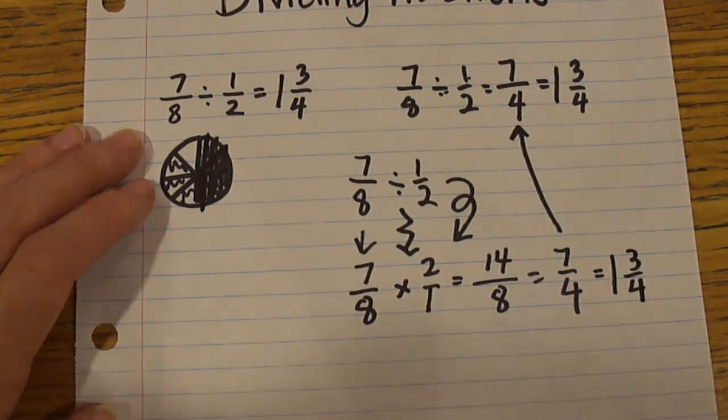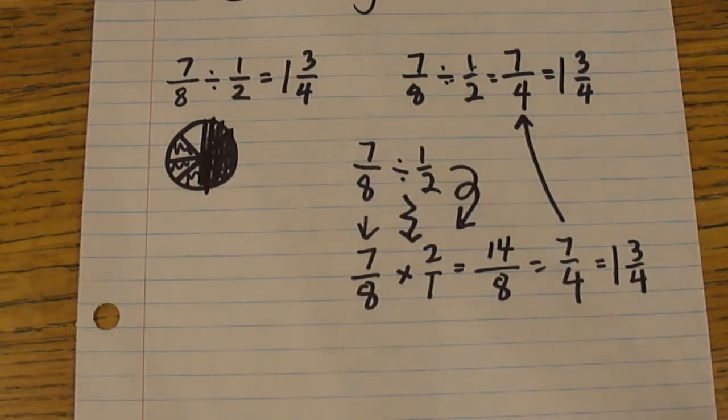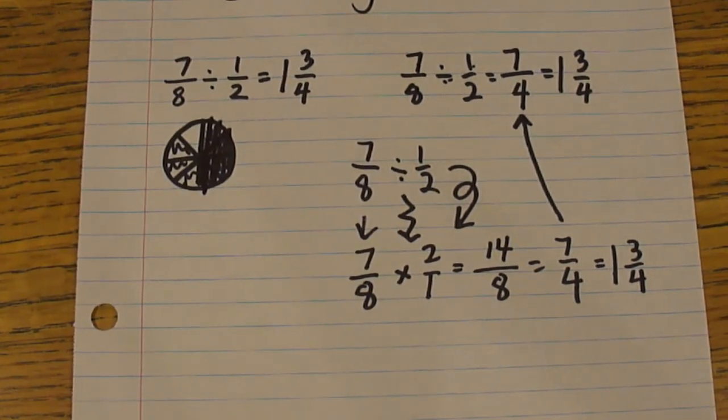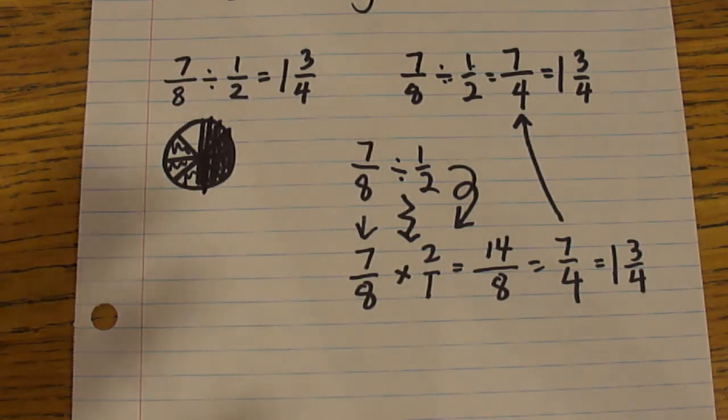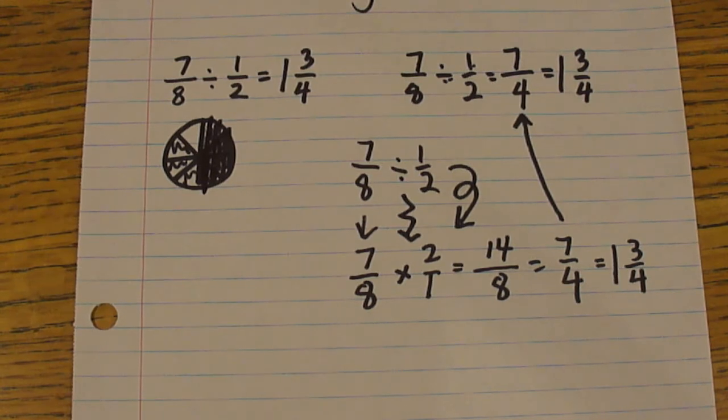This will always work because when I'm dividing by a half, it's the same as multiplying by 2. If I say how many halves go into something, well, for every 1, there's 2 of them. So it's the same as saying if I said 10 divided by a half, I'm really thinking 10 times 2. There are 10 groups of 2 because a half goes in twice. So we can always multiply by the reciprocal.